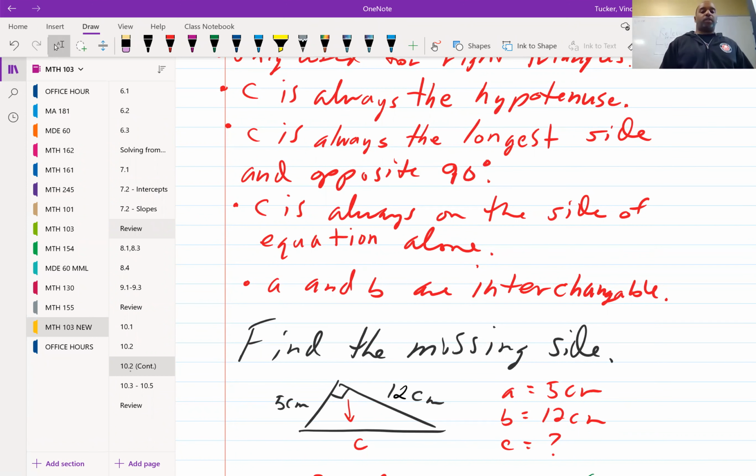All right, so dealing with your Pythagorean theorem, normally they ask you to find the missing side. So here we have 5, 12, and the missing side here. And notice once again, C is always opposite to 90 degrees, the right angle. That's always the longest side.